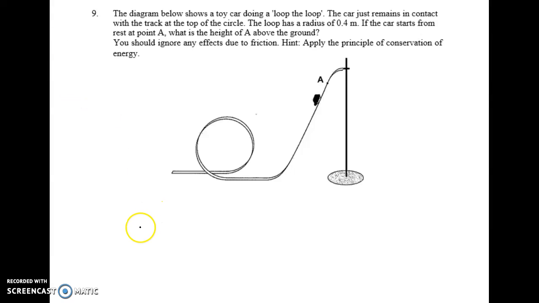This is question number 9. The diagram shows a toy car doing a loop-the-loop. The car just remained in contact with the track at the top of the circle. The loop has a radius of 0.4 meter.